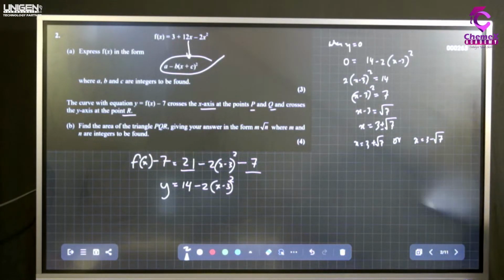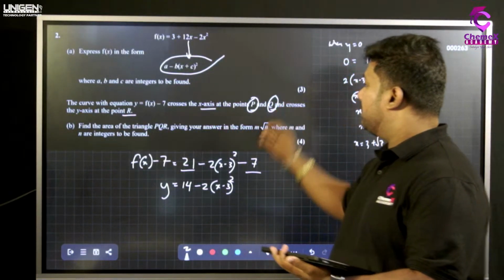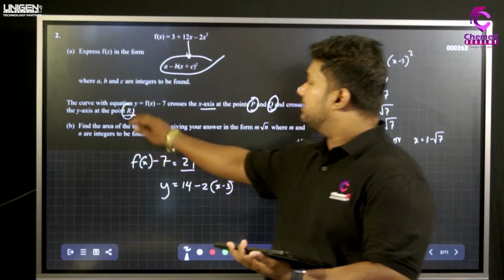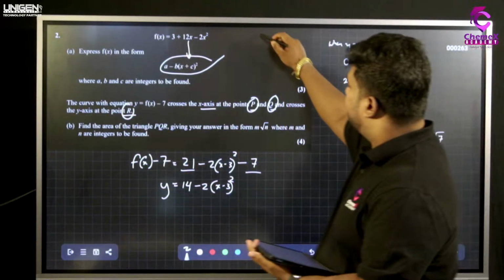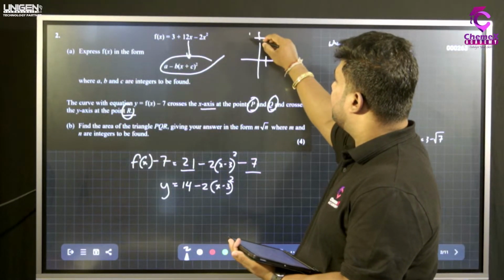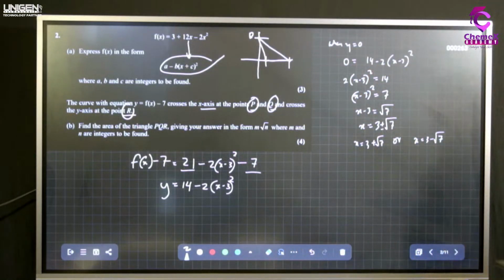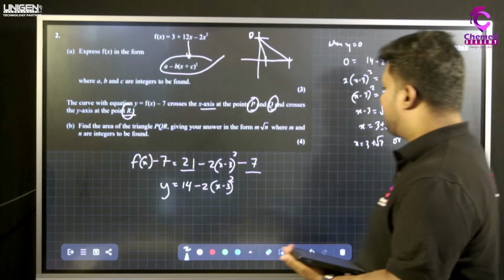Okay. So that's where it cuts the x-axis at P and Q, and the y-axis at R. So if you take a graph, we know where it cuts the x-axis, and where it cuts the y-axis is R. So make a triangle like that. You have to find the area. Got it?